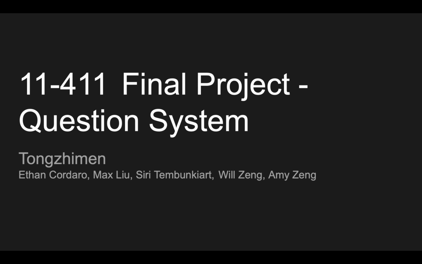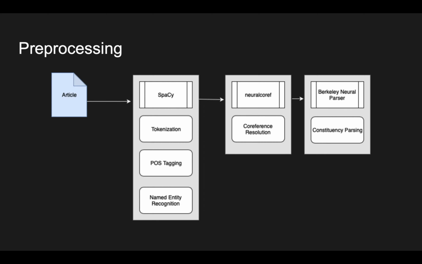Our system has three main components: pre-processing, question generation, and question answering. We will go through these three systems in that order. In the pre-processing step, we employ the Spacy Python library to do tokenization, POS tagging, and named entity recognition. We also added two pipelines to expand Spacy's functionality. The neural co-ref pipeline allows us to resolve multiple references in the text to the same entity, and the Berkeley neural parser adds constituency parsing.